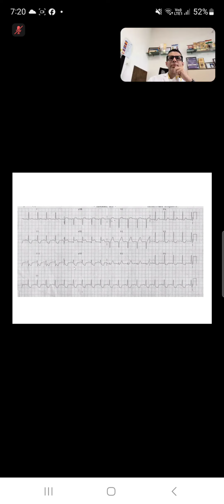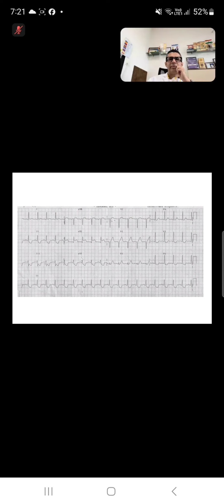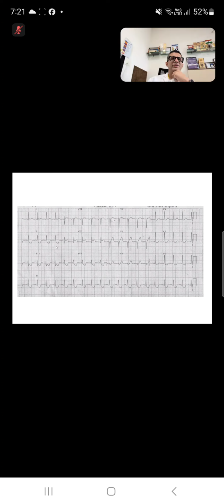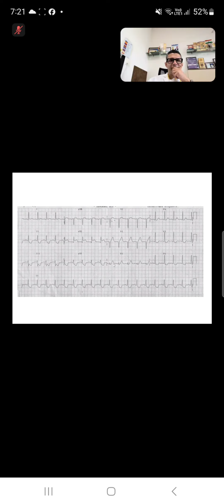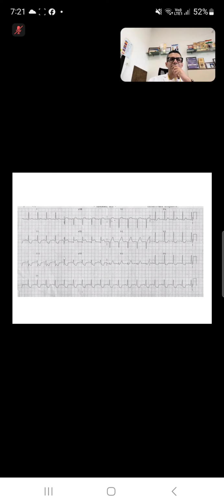Then we'll go P, Q, R, S, and T. P wave, P waves are normal. Okay. We are not going to ST still. So after P wave, what do you do? QRS complex. Now before QRS, what do you do? PR interval. So what is the PR interval here?